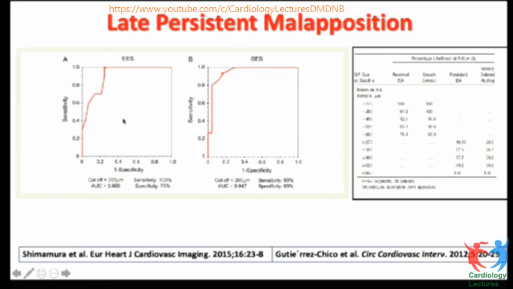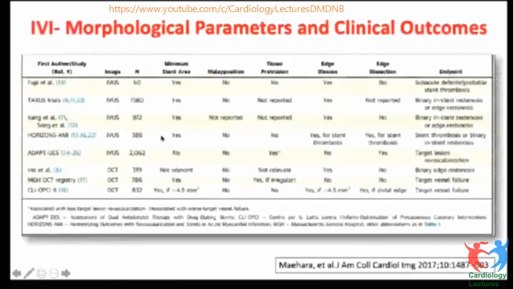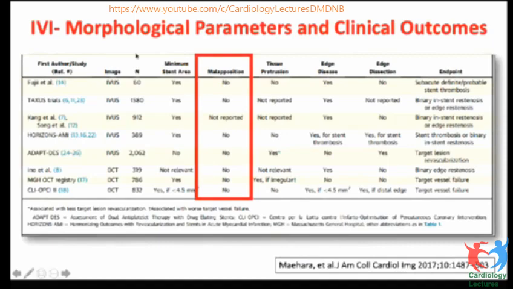So roughly about 400 microns is a distance that predicts the spontaneous resolution of malapposition during your follow-up. And you just see that none of the studies have shown malapposition to be associated with clinical outcomes, provided that your stent is optimally expanded. So you deploy your stent well and you have malapposition, and you don't have to worry about it. However, what has happened?